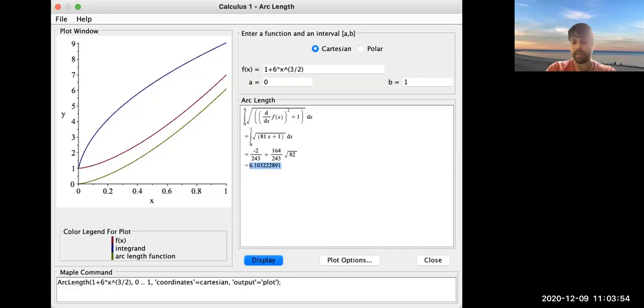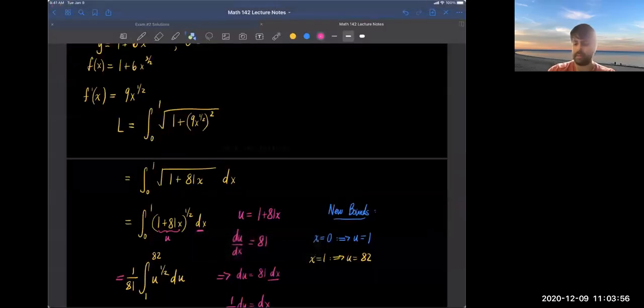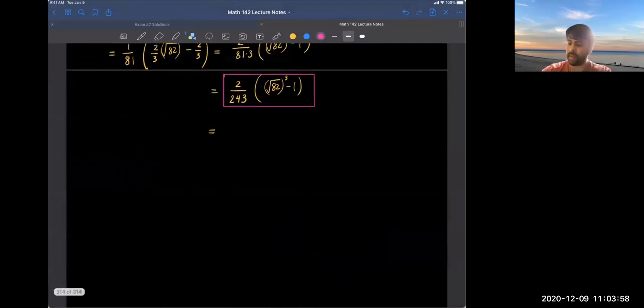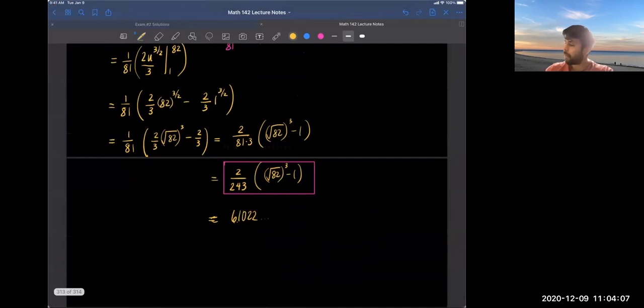Okay? So Maple can justify our calculations once again. So good. So this is exactly, or approximately, 6.1022 dot dot dot. So far, so good. Straightforward. Okay. Let's look at another one.